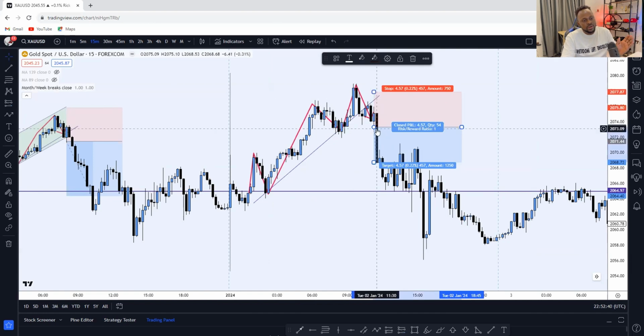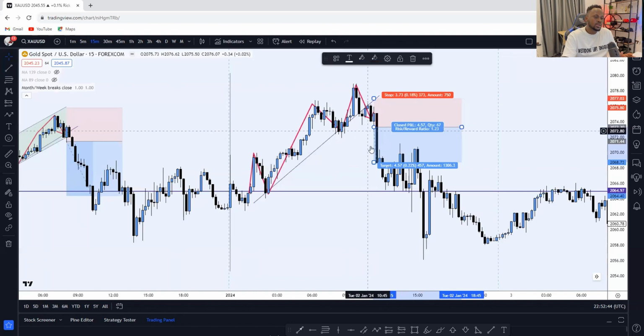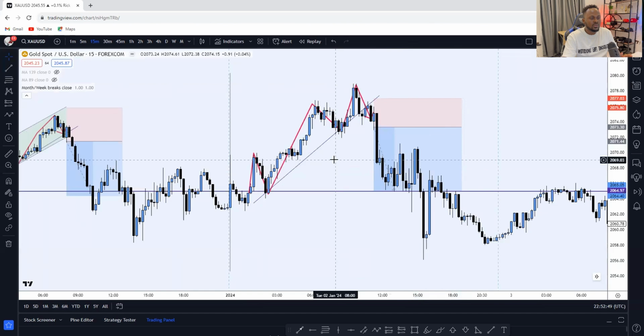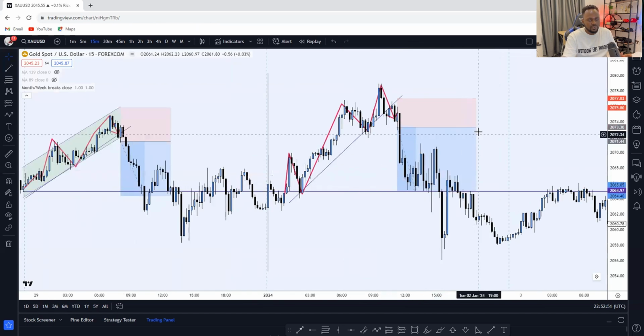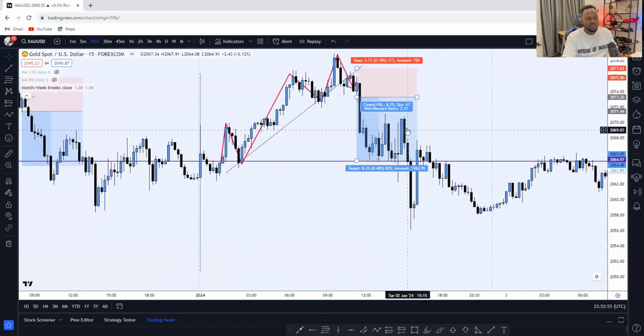So even if you get your entry here, you put your stop loss right above this range, right? You can just target these areas. Once again, the lows of the beginning of that particular day's trend is enough for a take profit, right? So you can see that clearly gold went further down.